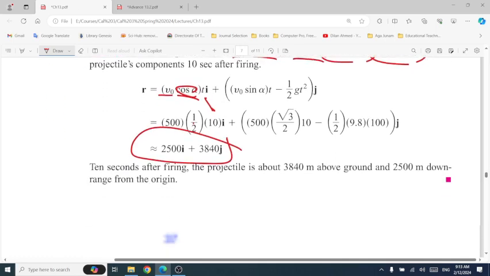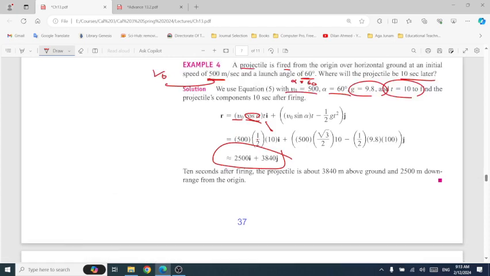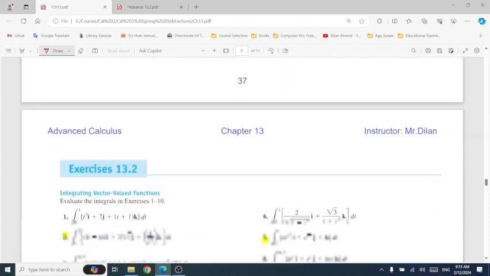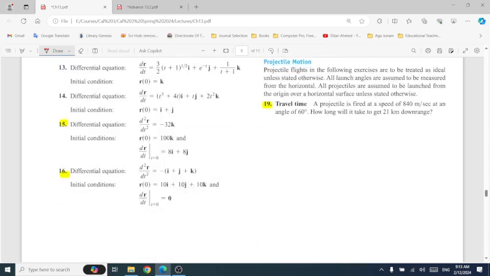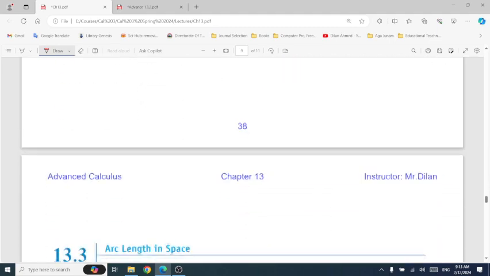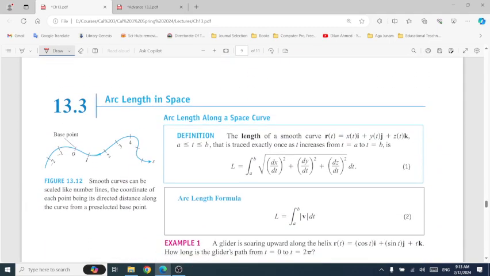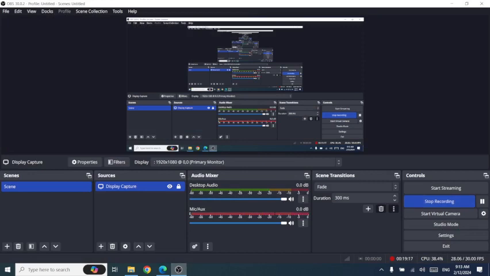Clear, dears? Just use the rule and substitute. Nothing else. You have exercises, enjoy them. I know you like to solve. Any question about 13.2, dears?